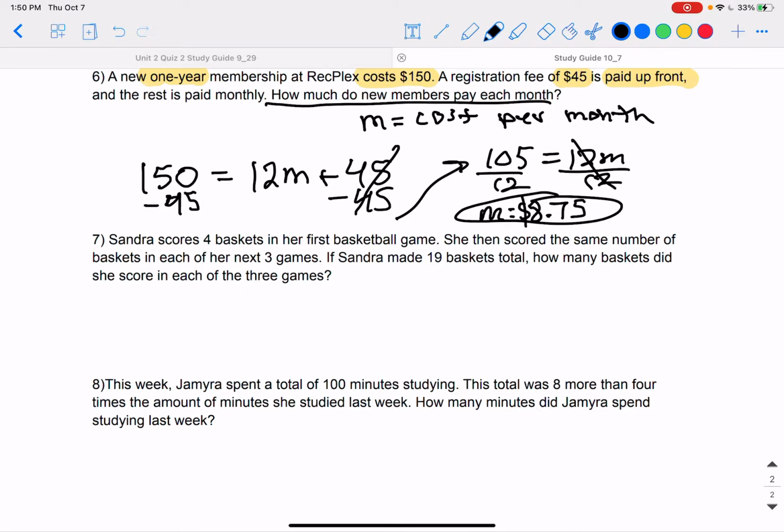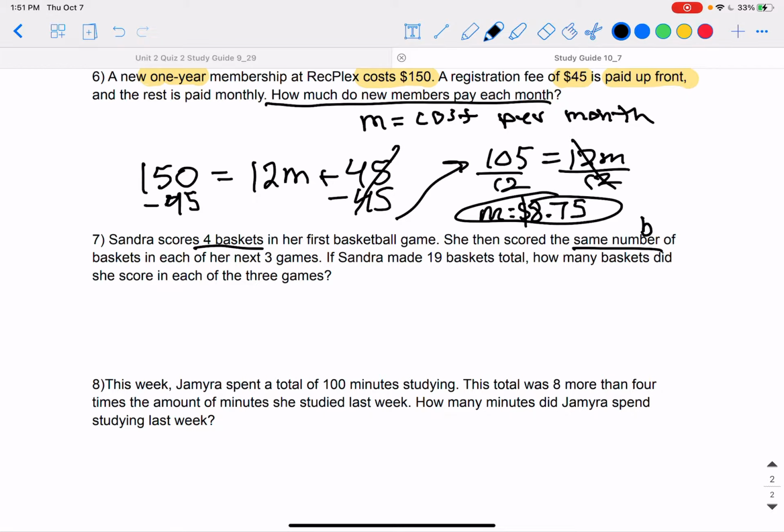Okay, Sandra scores 4 baskets in her first basketball game. So that's 4. That's constant because she's only scoring that in her first game. That's not over and over again. So I know that's constant. She then scored the same number of baskets in each of her next 3 games. So 3 games, we don't know how many baskets she scored. It just says the same number. Okay, so that's a variable. I'm going to call it B.